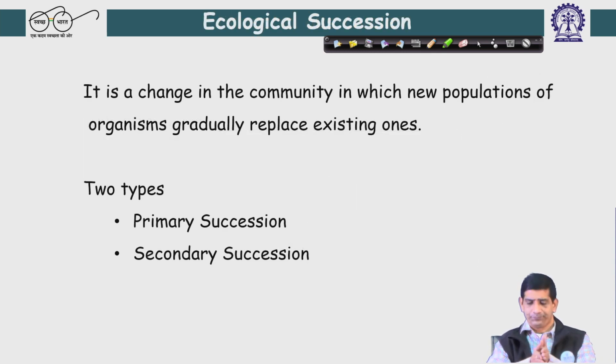These are a very quick overview of the different cycles. Next we will be talking about ecological succession, which is a change in the community in which a new population of organisms gradually replaces the existing one. You see that new generation, new population of organisms coming in and gradually replacing the existing one, bringing newer ideas, newer ways of doing things. There are two types: primary succession and secondary succession. We will talk about that and some more in the next video.